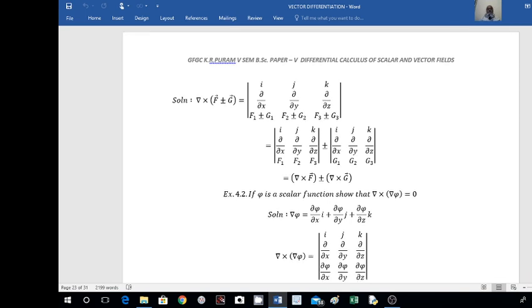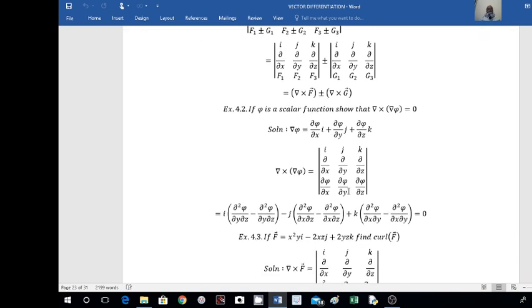Next, coming to the second one, if phi is a scalar function, show that del cross of del phi is equal to 0. Here, phi is a scalar function. Del phi, already we know how to find the del phi. i dou phi by dou x plus j dou phi by dou y plus k dou phi by dou z. I have to find the curl of this.